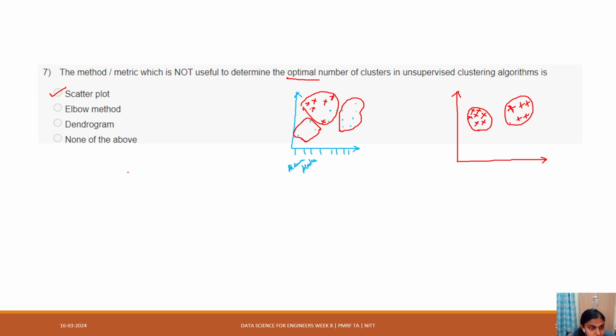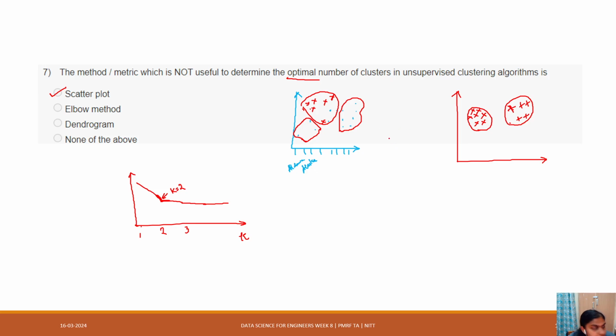Elbow method, I think you have seen, right? It's for different values of k. If you have the x-axis with varying values of k, say k equal to 1, 2, 3, and the errors are moving in this way, there is a great distinction here. From k equal to 1 to 2 the error decreases like this, and from k equal to 2 to 3 that much decrease is not there. So you can say that the optimal value of k to be used is k equal to 2.